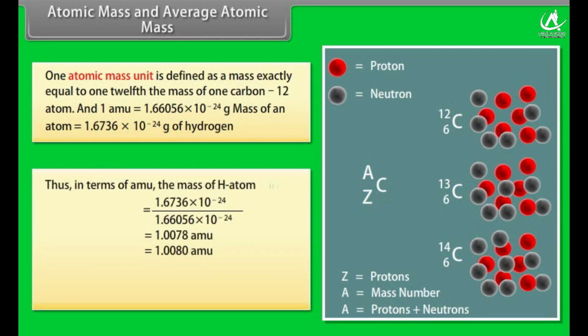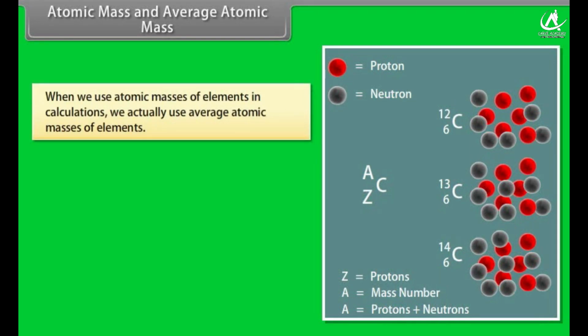Thus, in terms of AMU, the mass of an H atom is equal to 1.6736 × 10^-24 upon 1.66056 × 10^-24, which is equal to 1.0078 AMU, which equals 1.0080 AMU. Similarly, the mass of an oxygen-16 atom would be 15.995 AMU. When we use atomic masses of elements in calculations, we actually use average atomic masses of elements.